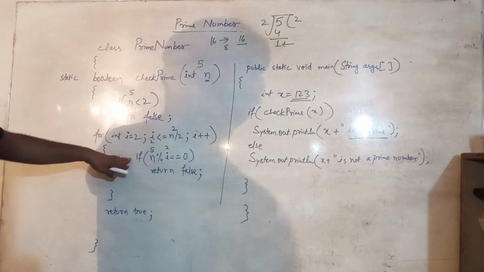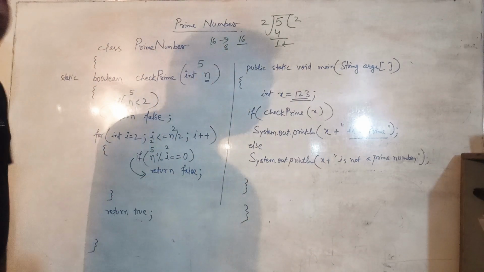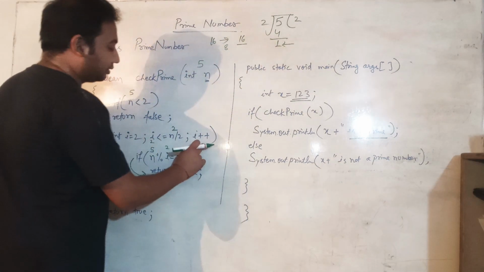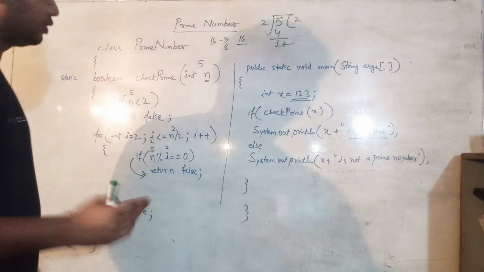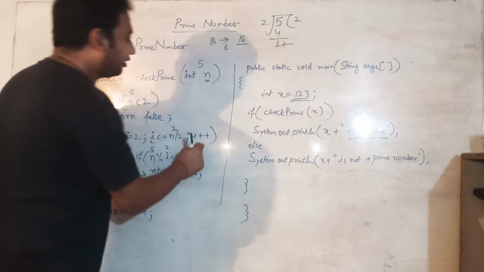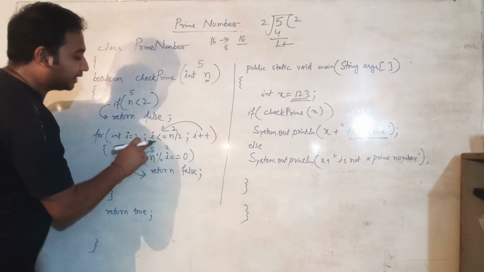As this condition is false, this return statement will not execute. What will happen? The updation will happen and the value of i will become 3, because this time the value is 2, now it will become 3. Again we will check this condition.